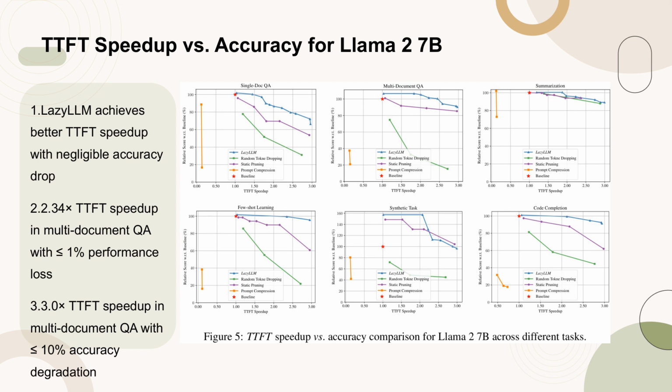Additionally, by adjusting pruning parameters, LazyLLM achieves a 3.0 times TTFT speedup in the same task with an accuracy degradation of less than or equal to 10%, showcasing a favorable trade-off between speed and accuracy compared to baseline methods. This figure highlights LazyLLM's efficiency and inference speed without compromising significantly on accuracy.